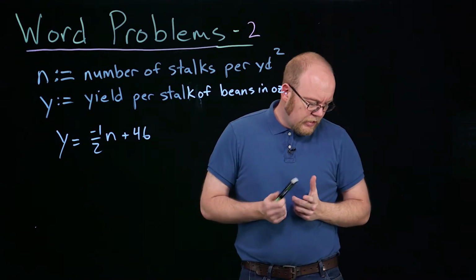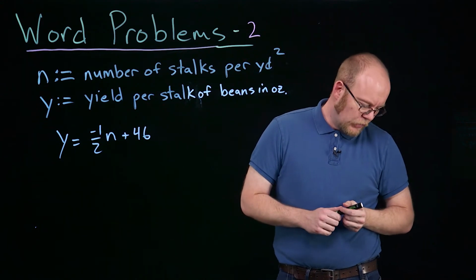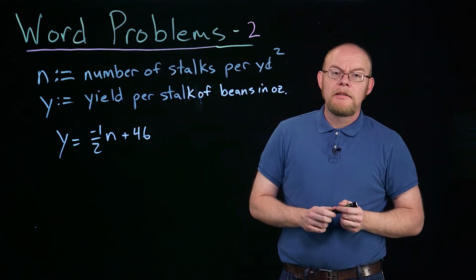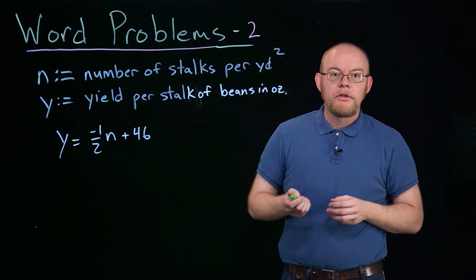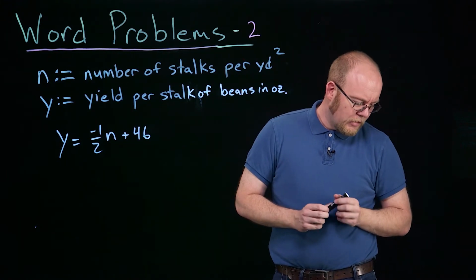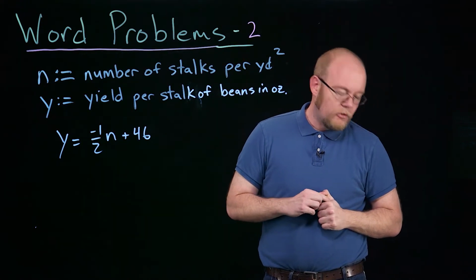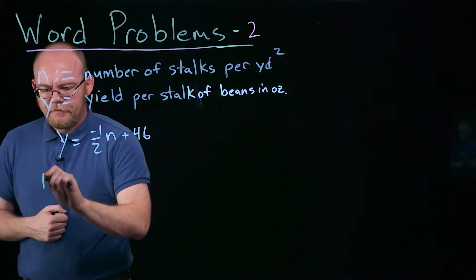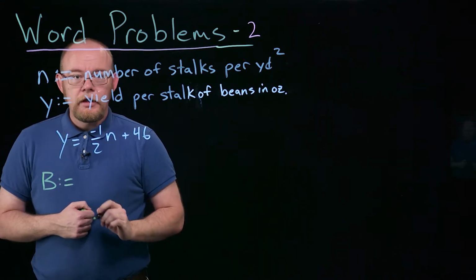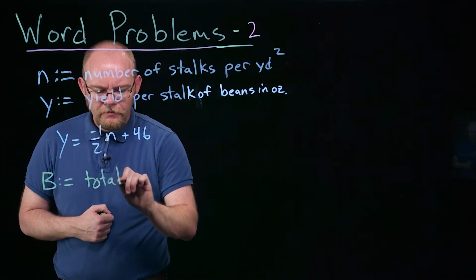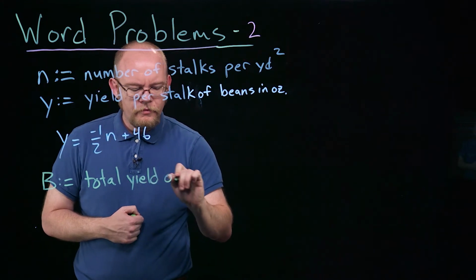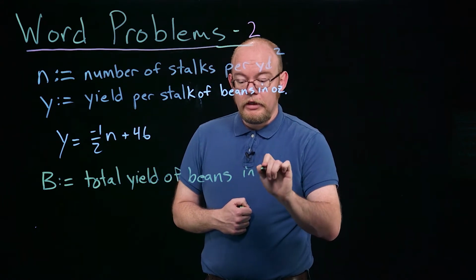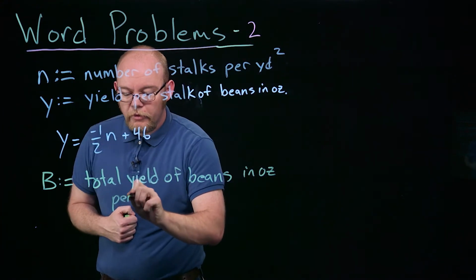All right, so now that we've written it down, let's translate this as best we can. If we look at this, we see the word maximize. That's a mathematical word which means find the largest value, basically. And what we want to maximize is the total yield in ounces of beans produced per square yard. Now, if you notice, it's given us a new variable, B, and that's equal to the total yield of beans in ounces per square yard.